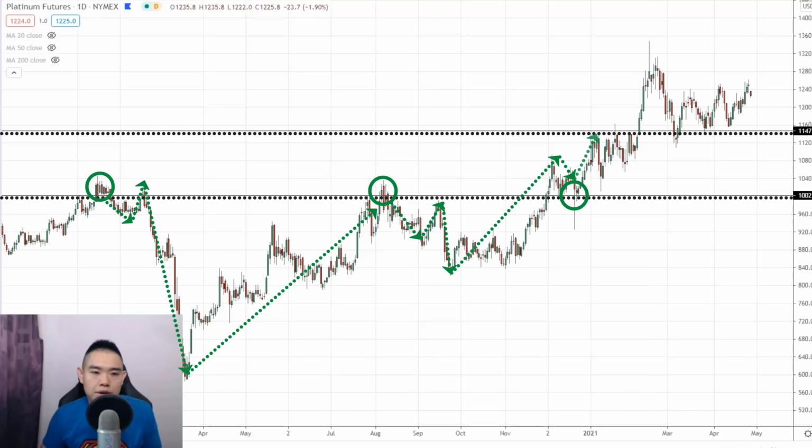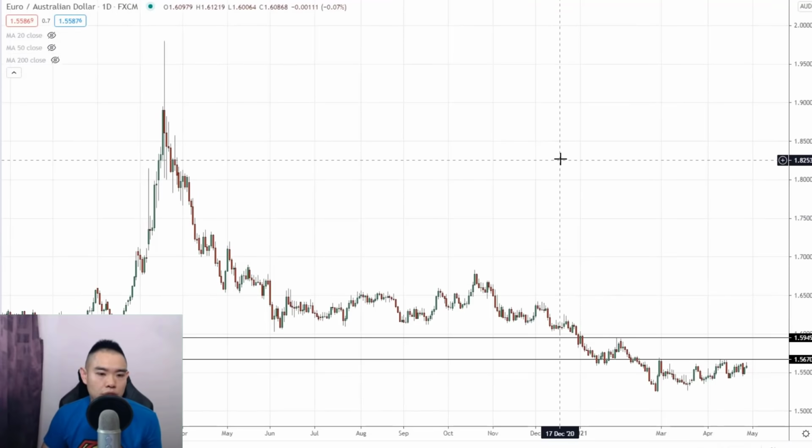Then you continue up higher, pull back, hit up higher, pull back, and then break out of this resistance. Comes back, previous resistance now becomes support. It hits up higher, pulls back, hits up higher to kind of where it is right now. Another example, euro against the Australian dollar.